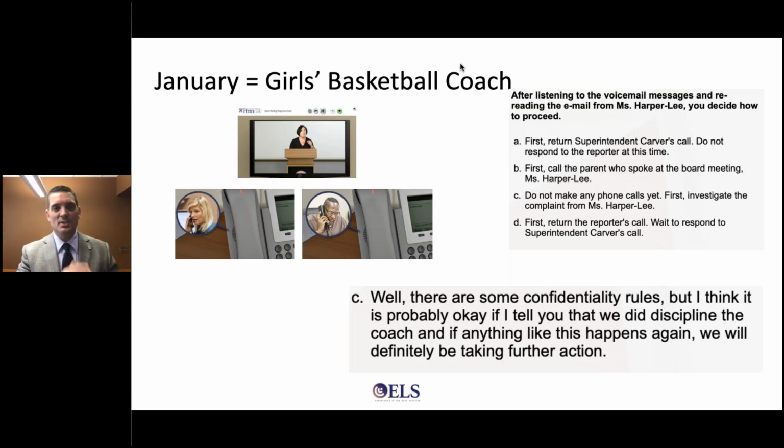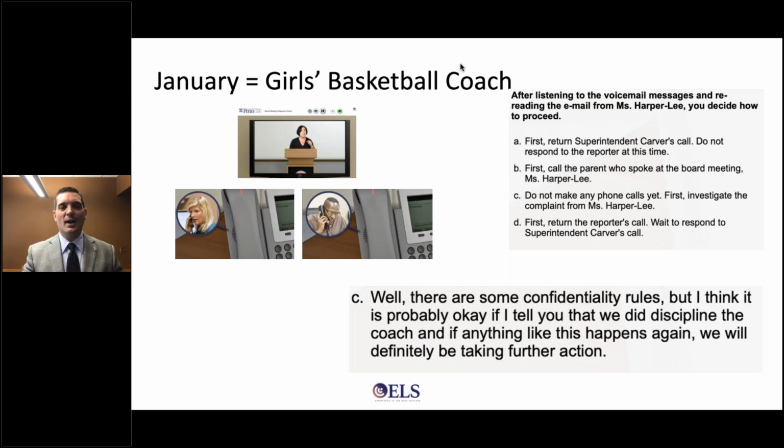So you have 3 pictures in the top left-hand corner of your screen. The simulation begins with Ms. Harper Lee coming to a school board meeting and complaining about a girls basketball coach. What makes it worse is you find out that at one time she sent an email to you as the high school principal. You forwarded it to the athletic director. The athletic director called her, but there was a lost communication and the problem just went away, which complicates it. And it's a great discussion point.